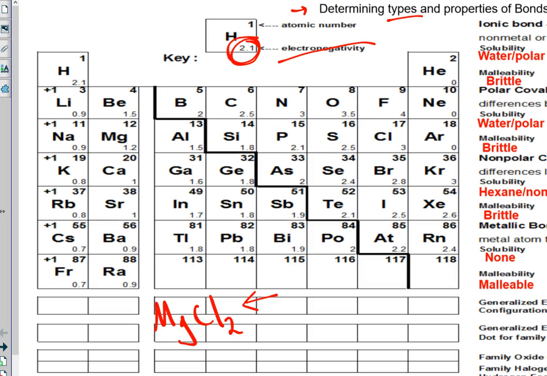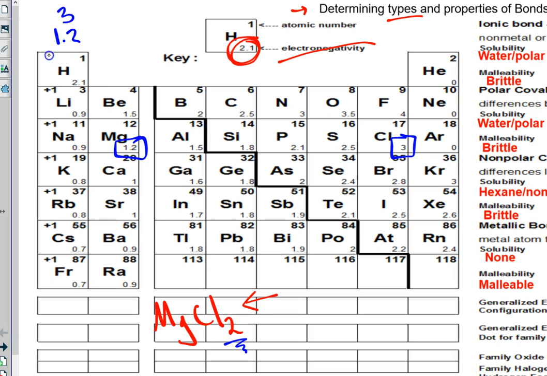For these problems, this number right here is not important. It's telling us that there's two bonds with Mg and two Cl's, but that doesn't matter. We just care about the value between Mg and Cl. So I find Mg is a 1.2. I find that Cl is equal to 3.